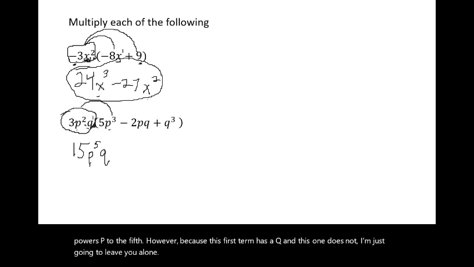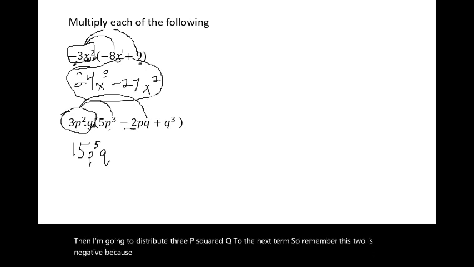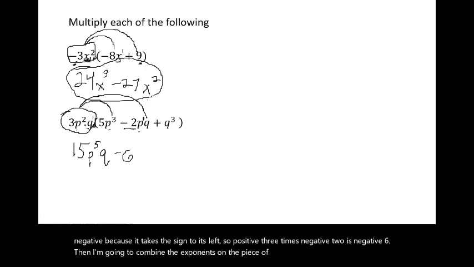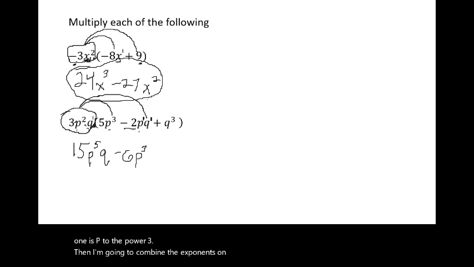Then I'm going to distribute 3p squared q to the next term. So remember, this 2 is negative because it takes the sign to its left. So positive 3 times negative 2 is negative 6. Then I'm going to combine the exponents on the p. So p to the power 2 times p to the power 1 is p to the power 3. Then I'm going to combine the exponents on q. So q to the power 1 times another q to the power 1 is q to the power 2.